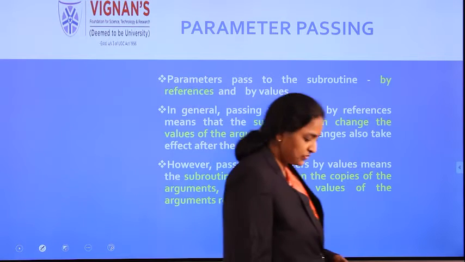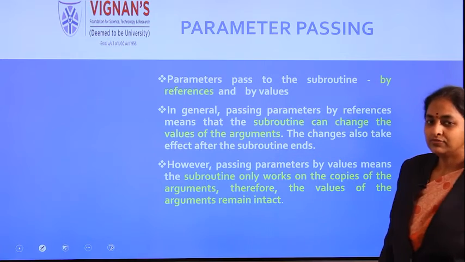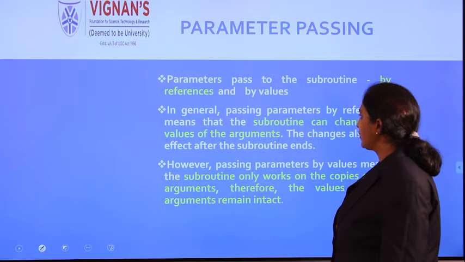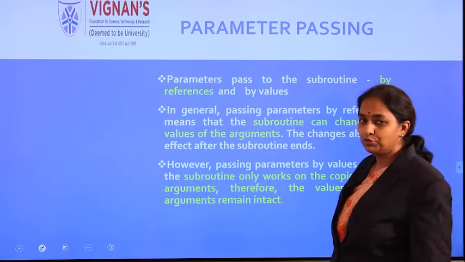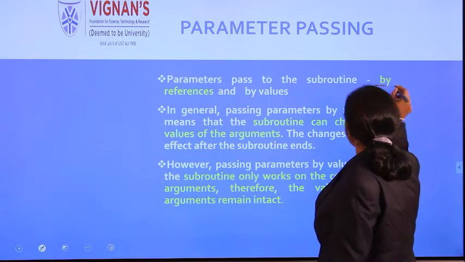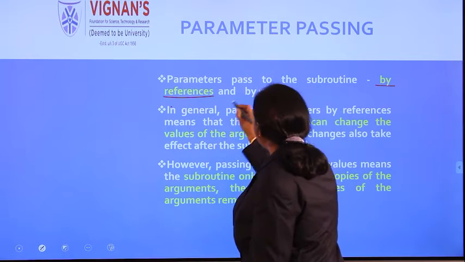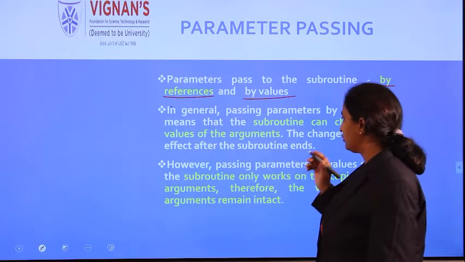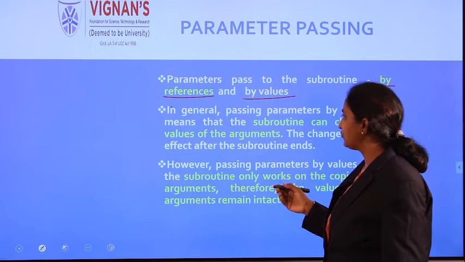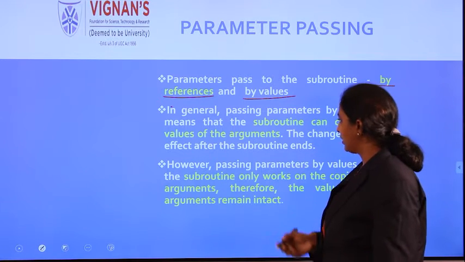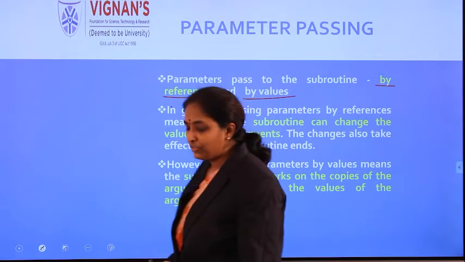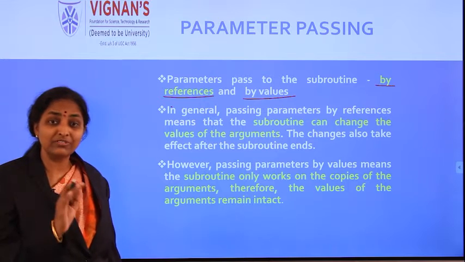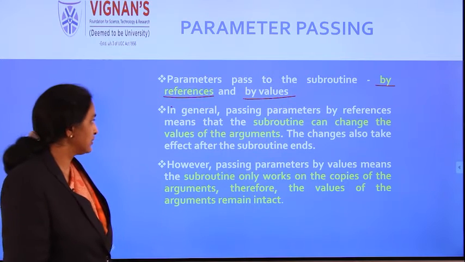Now see the second way of passing the parameters. Generally, we can pass the parameters into the function in two ways: either by references, as we have just seen, or by values. These are the two approaches. What is the difference between passing the parameters by values and by references?